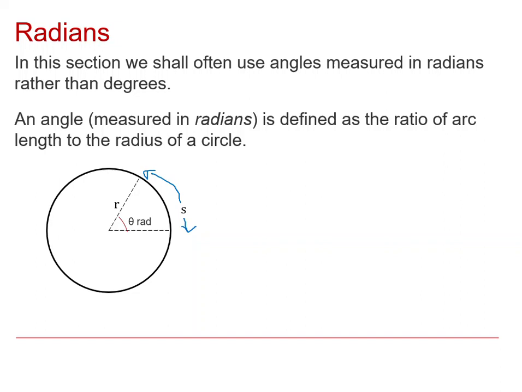Now, the angle defined in radians is the ratio of the arc length S to R. It's basically just that distance, the arc length, divided by the radius. So that's expressed in that equation, and it has the immediate consequence that if we measure an angle in radians, then the arc length on the circle is simply the radius times the angle.